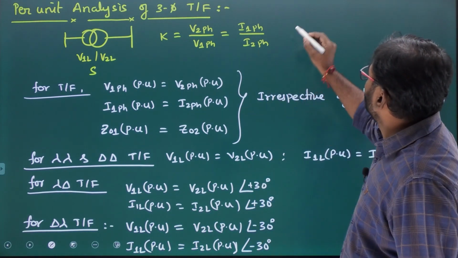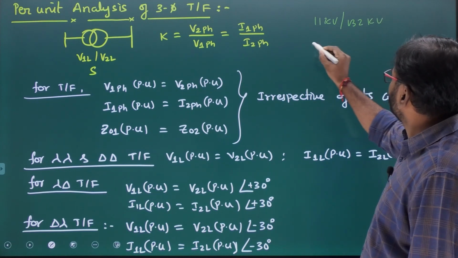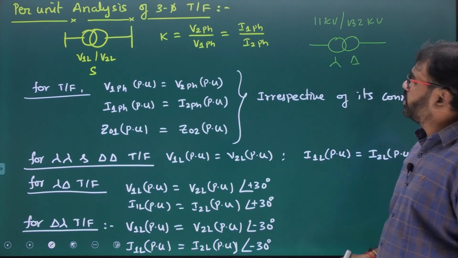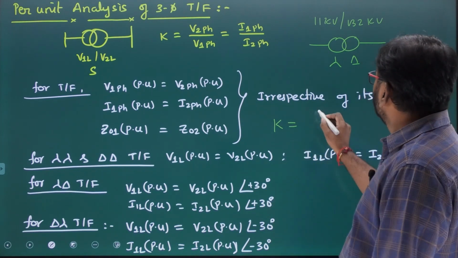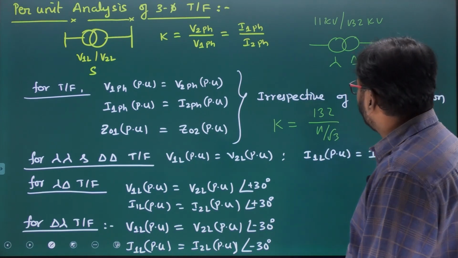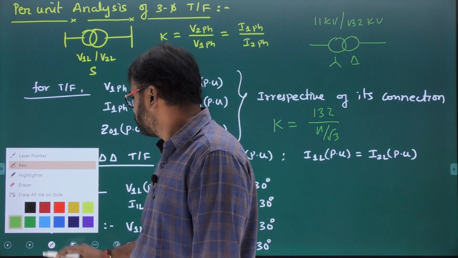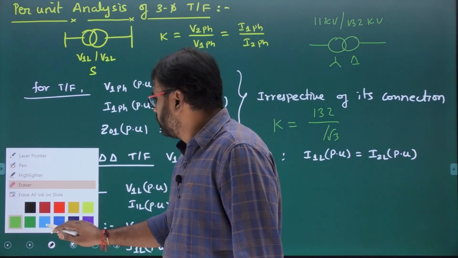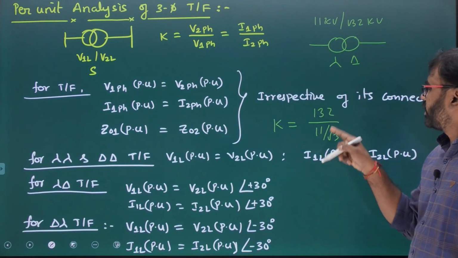Okay, now for example, let's say it is an 11 kV by 132 kV transformer. Let's say it is a star delta transformer, for example. Now I am asking to calculate what is the transformation ratio. The transformation ratio is 132 by 11 by root 3. Okay, 132 by 11 by root 3. Why have we done 132 by 11 by root 3? Very simple.